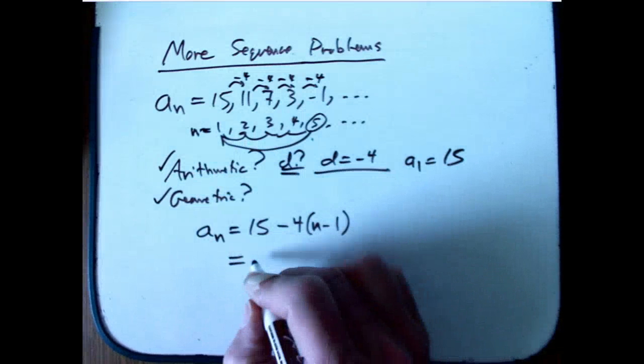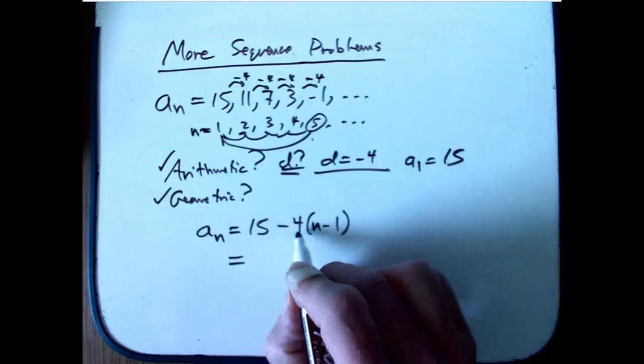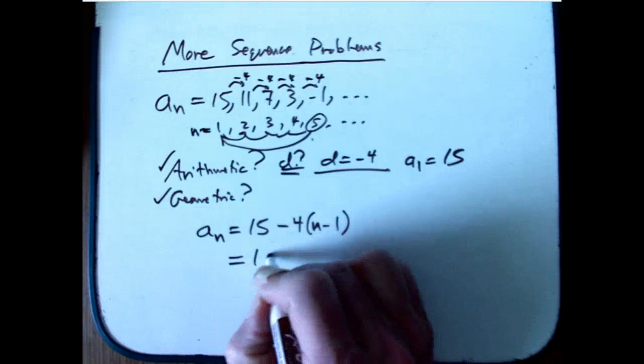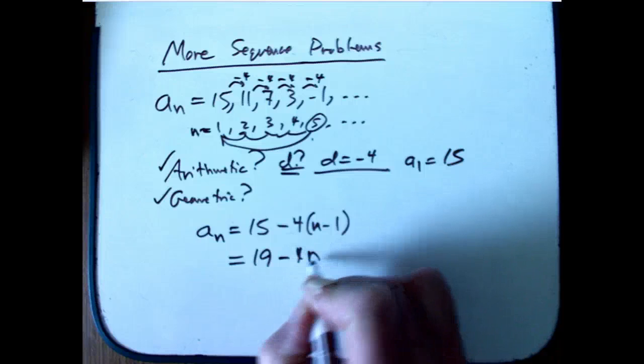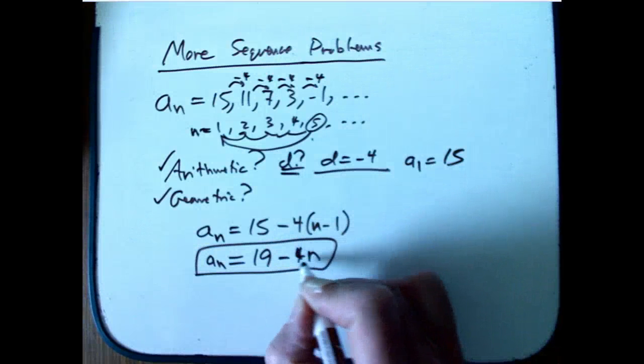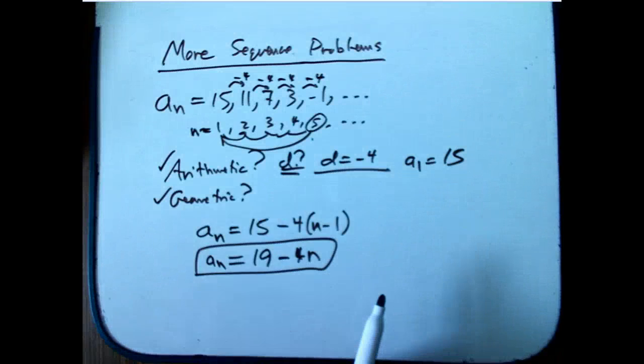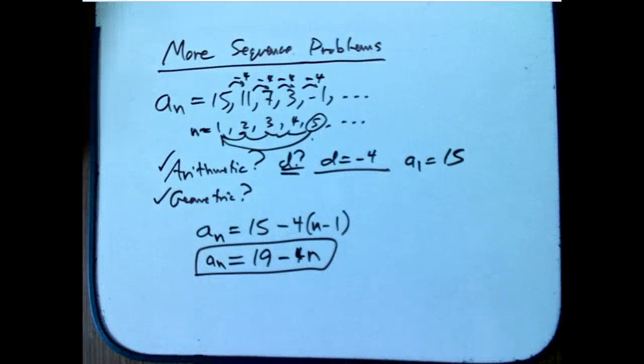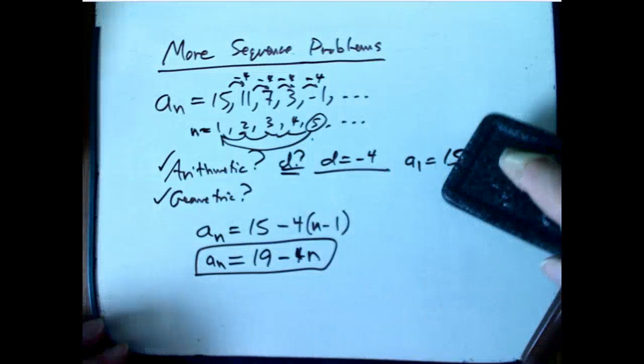Okay, and then we just simplify it a little bit. Looks like the minus 4 and the minus 1 make a 4, and that's 19 minus 4. So there's our simplest form. Okay, that's going to be very useful, and we'll do another video where we take that and do more with it. Okay, so what's another one?